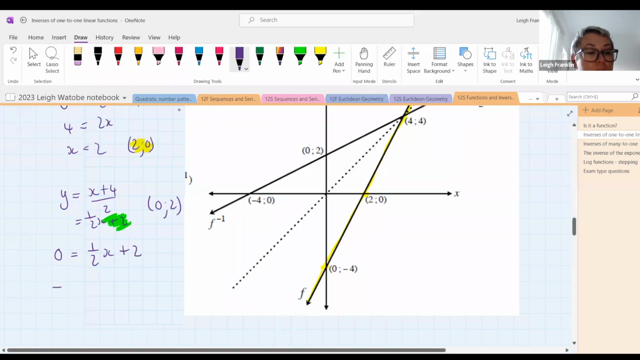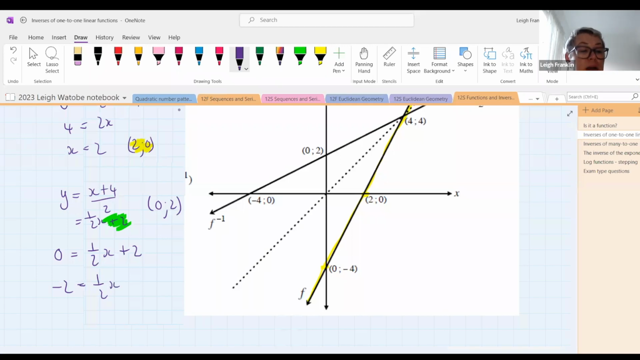Take my 2 over to the other side. And now to get rid of that half, I'm going to times both sides by 2. So x would be equal to -4.